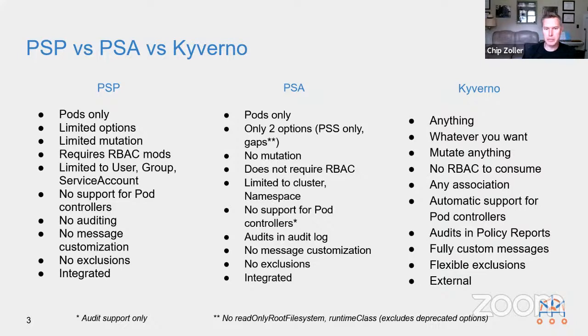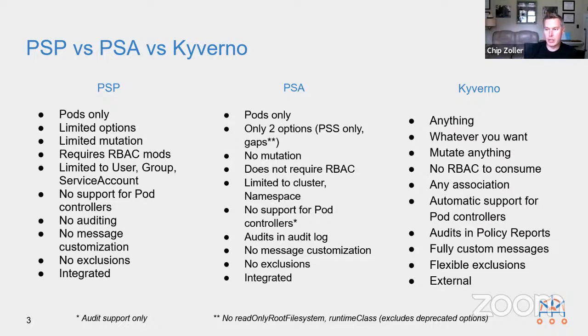And then when you're comfortable that everything is working like it is and you've removed the PSP analog, you can open that up even wider if you want with Kyverno. It's just a simple match. There's no RBAC modifications that you have to do. So that's PSP to PSA to Kyverno when it comes to how you actually consume it.